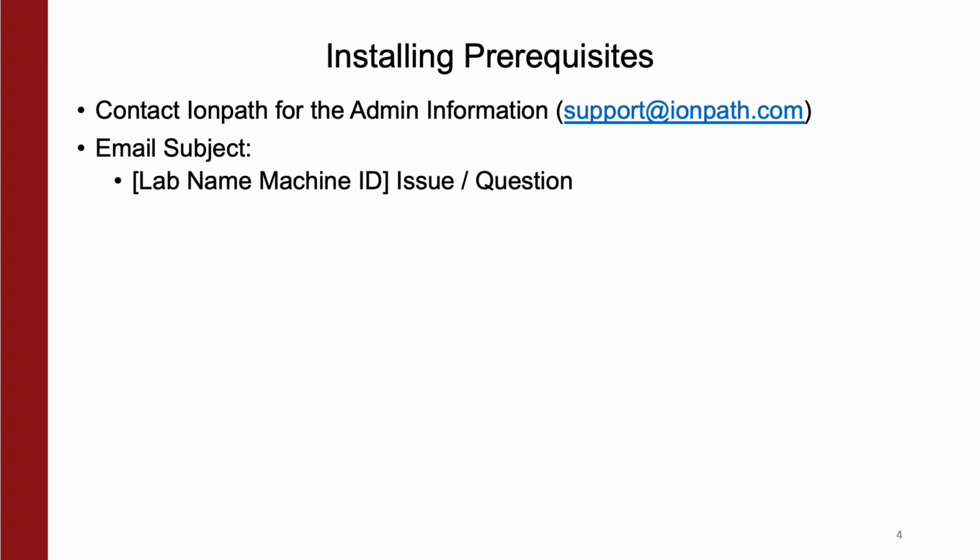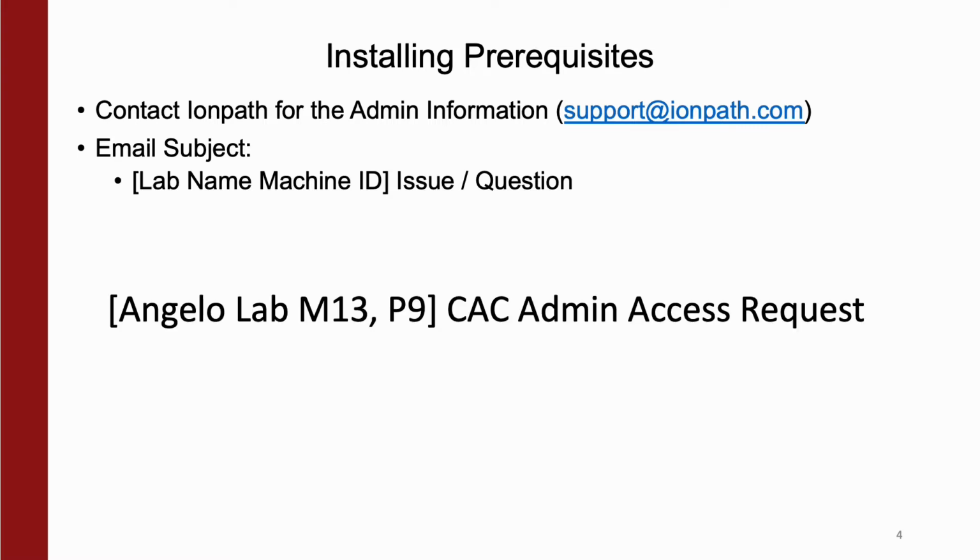Before we install anything, we highly suggest that you contact IonPath for the administration information for your computer. In the email subject, please put your lab name and your machine ID in brackets, and then put your issue or your question afterwards. For example, Angela Lab [M13 and P9], these are two machines that we have, so you can separate them with a comma. And then our request, CAC admin access request.